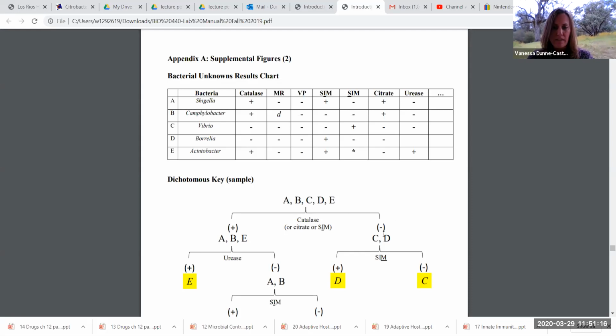So let's go over here to this catalase negative group, C and D. And for these guys, then you go back up to your chart and say, well, for Vibrio and Borrelia, what is another test that can be used to differentiate between these 2? And you can see there's only 2. That would be the indole test or the sulfur reduction test.